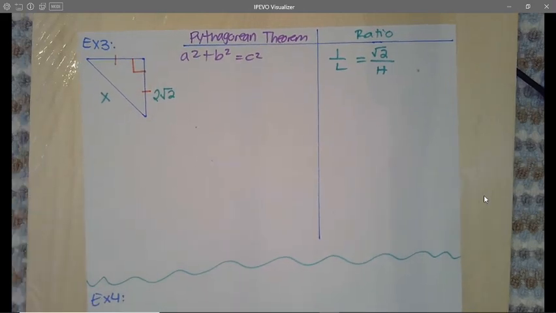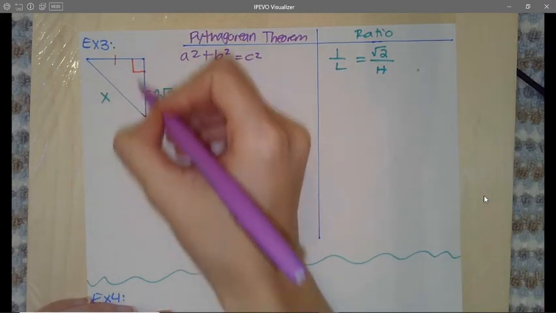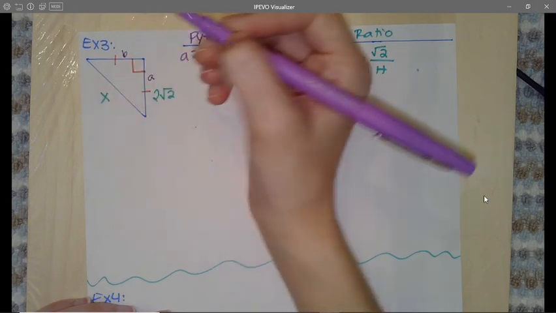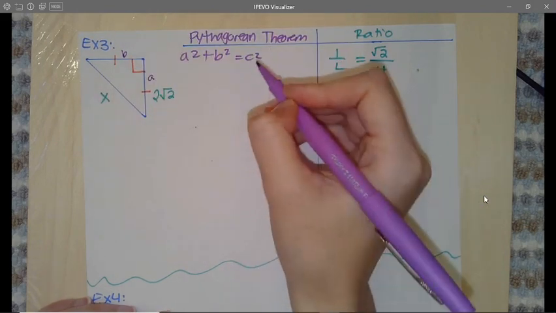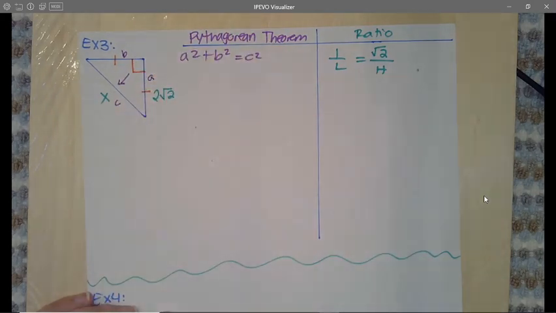Okay, so side A and B, those are the two sides of the right triangle. Sorry, the right angle. So my two sides of the right angle is this one and this one. Alright, and then the hypotenuse, the c squared, is the side directly across from the right angle. So this will be the c.